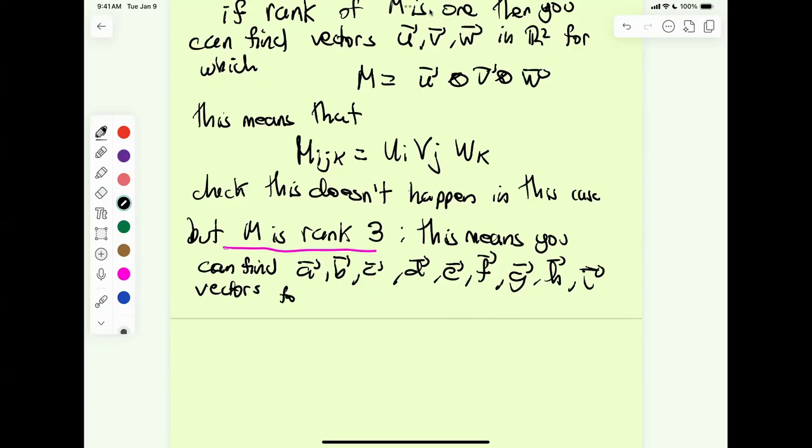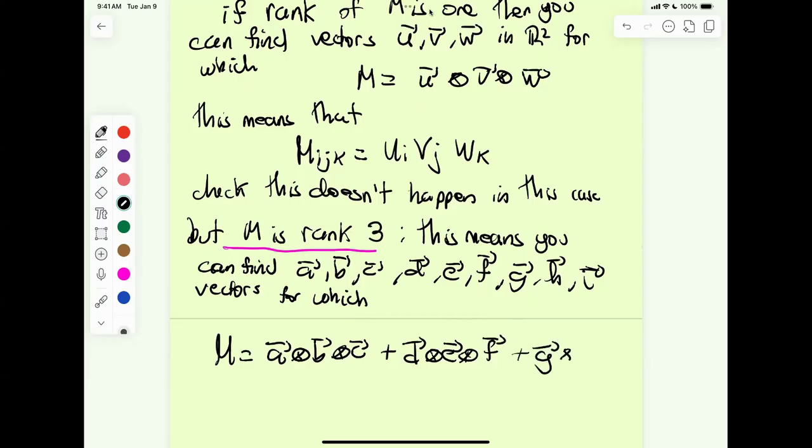for which M is A tensor B tensor C, plus D tensor E tensor F, plus G tensor H tensor I. So what I mean, being rank 3 means that it is a sum of 3 of these types of products, and that would be the smallest number that we can find.